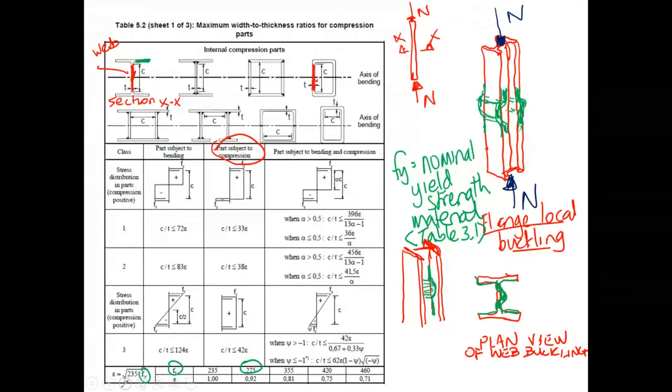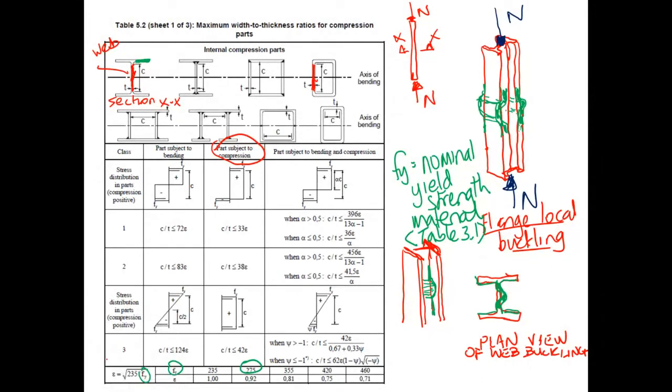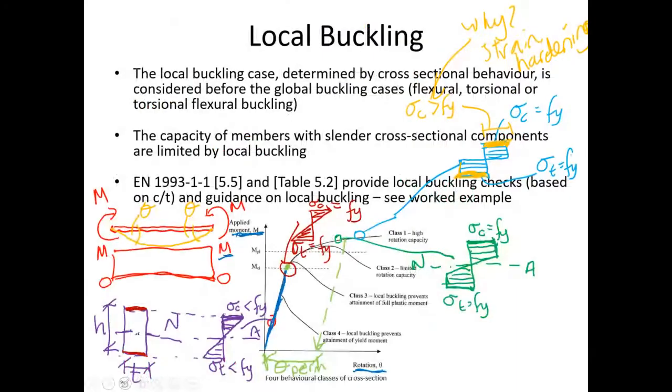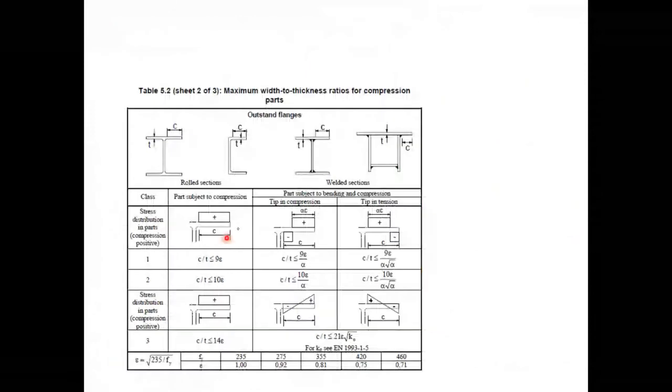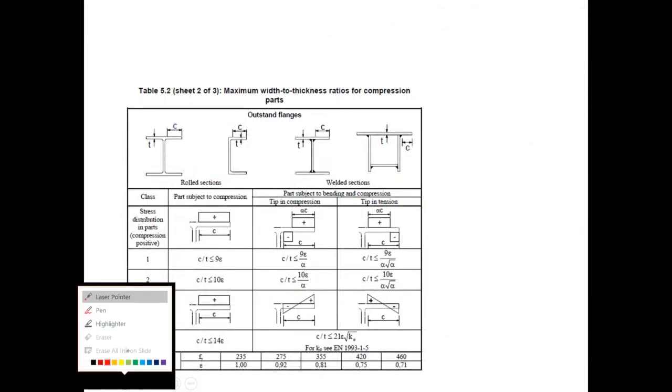Okay, so we have a class 4 section if C over T ratio is greater than 42 epsilon. So in other words, what that means in practice is that we can't get the yield of the material. We're going to get local buckling before we get that yield of the material. Okay, so that's for the web, and for the flange it's something very, very similar.